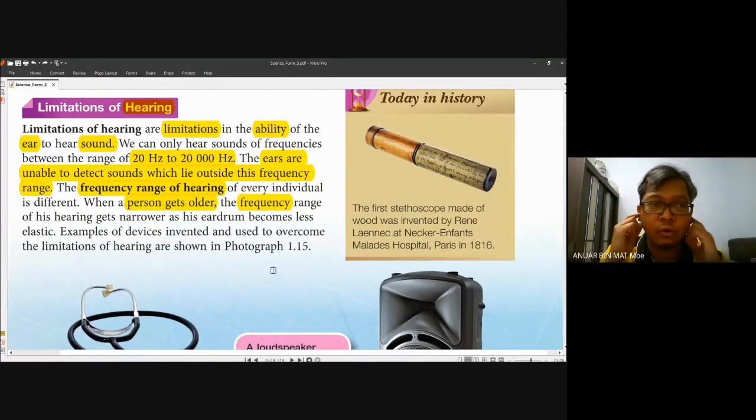Okay, headphone itu, itu pun tak boleh, bahaya. Kena pasang volume perlahan saja because we do not want your eardrum to become less elastic or become damaged, right? Okay, ni boleh baca sendiri.